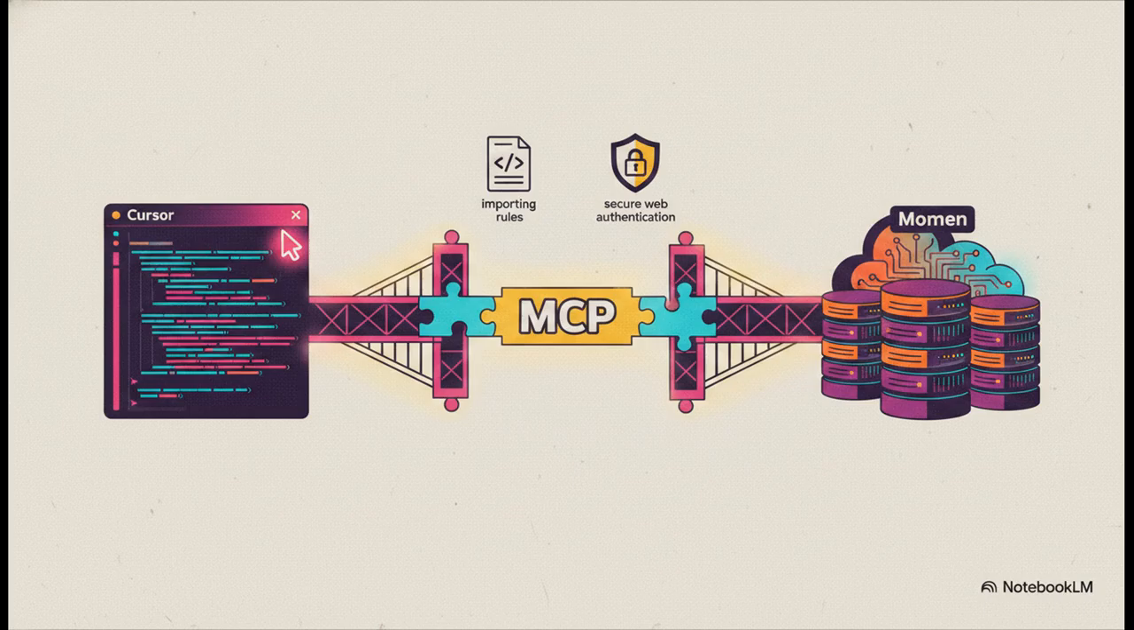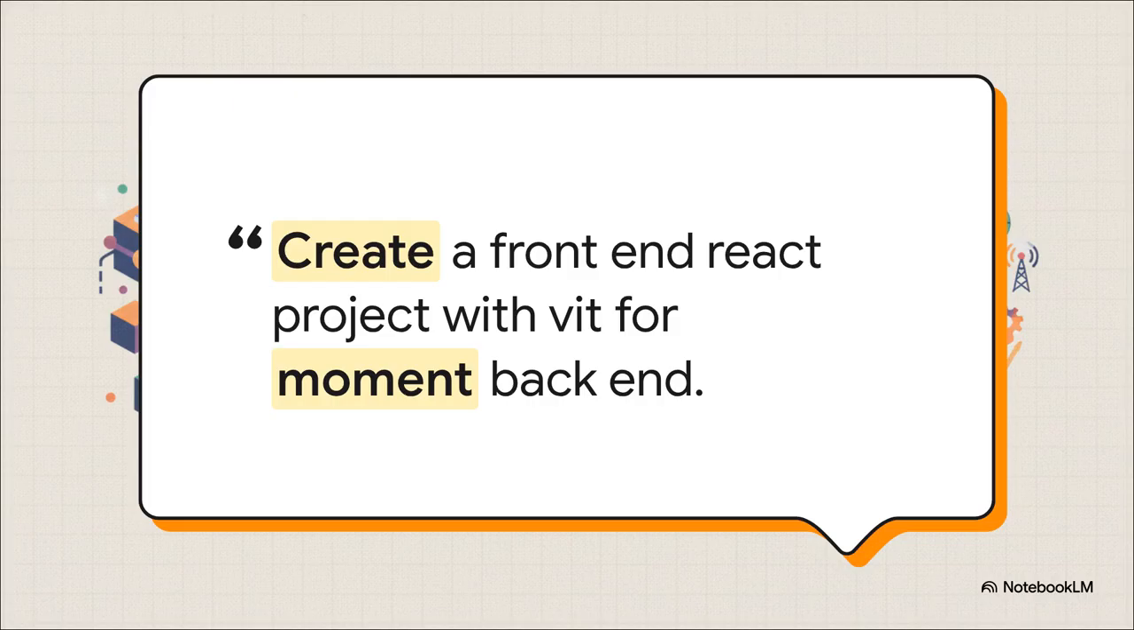This bridge right here, this is the secret sauce that makes this entire workflow tick. So check out this exact real-world prompt passed to the Opus 4.6 model inside Cursor. Listen to how specific we get. Create a front-end React project with Vite for Moment backend ID. The user should be able to upload an original image and edit it multiple times.